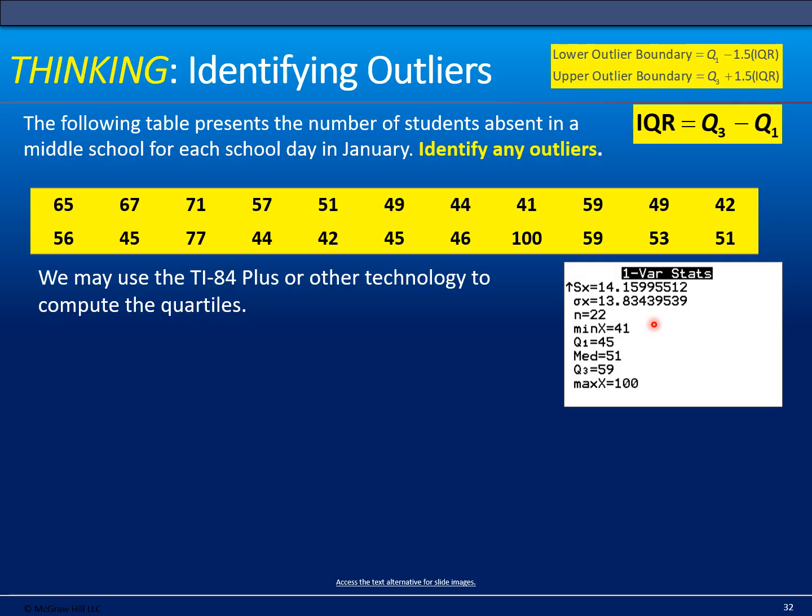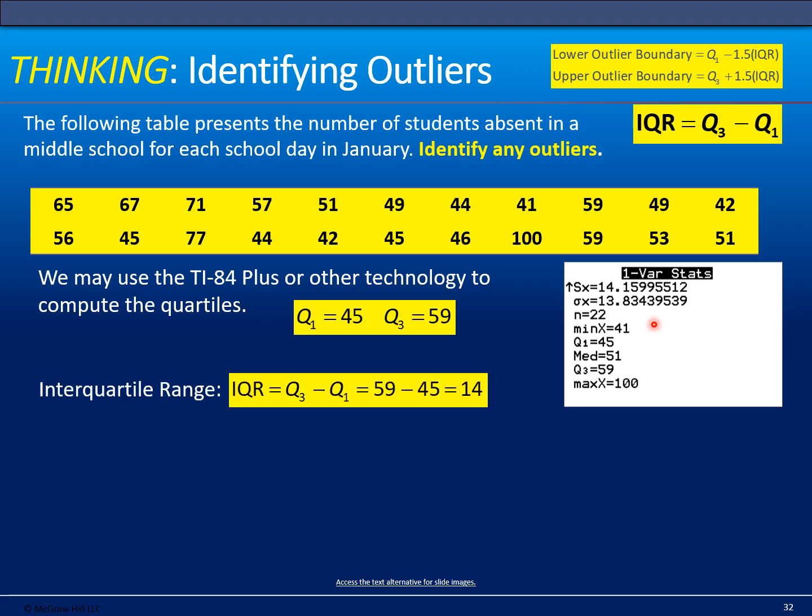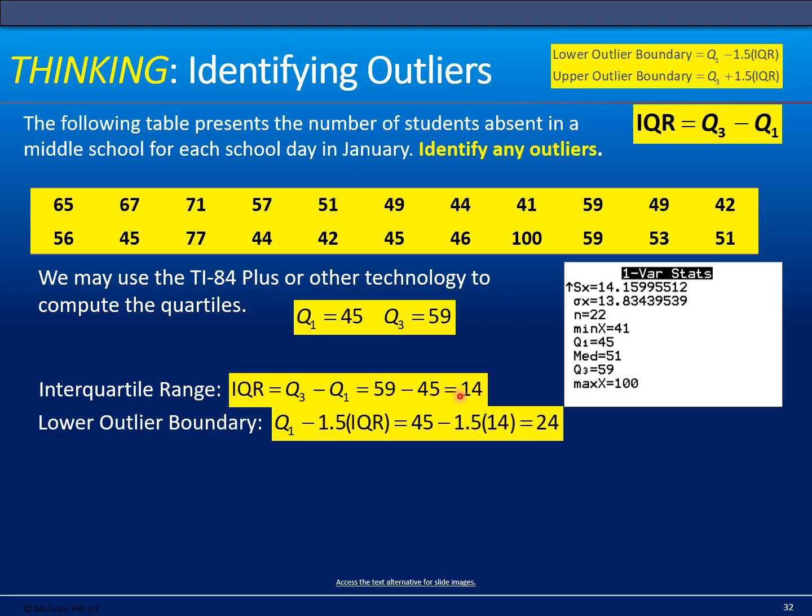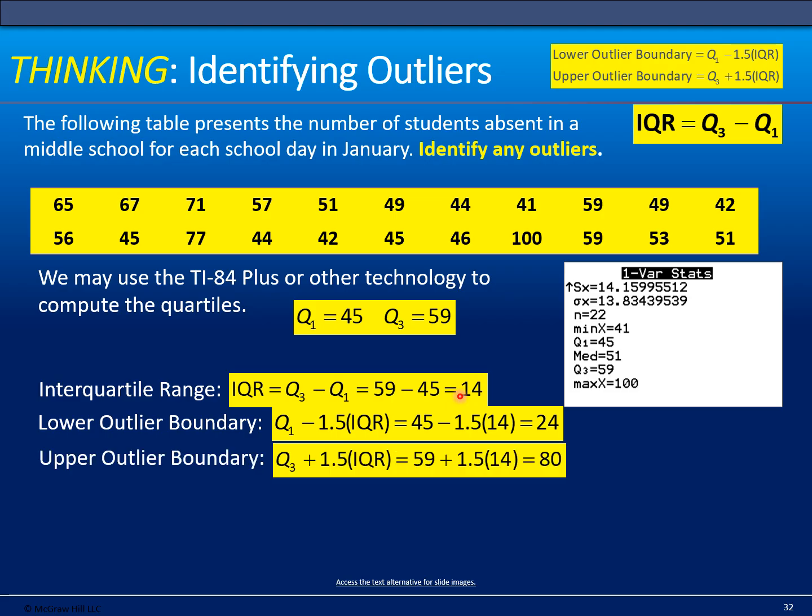All right. So what I'm going to do now is calculate my interquartile range, which is quartile 3 minus quartile 1, and we get 14. The lower boundary is going to be quartile 1, which is 45, minus 14 times 1.5, and I get the lowest value is 24. I'm going to do the same thing with the upper boundary. I'm going to take quartile 3 plus 1.5 times the interquartile range, and I get 80.